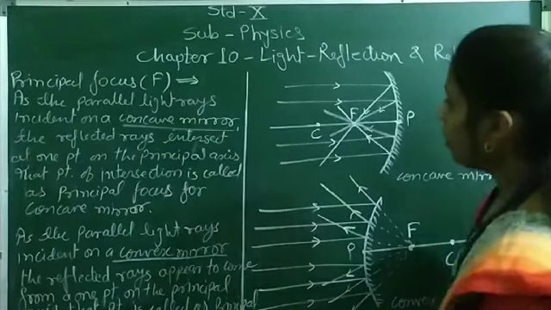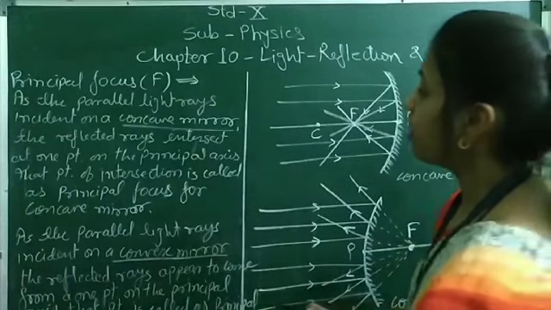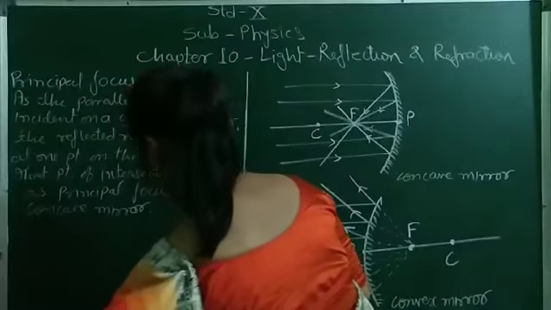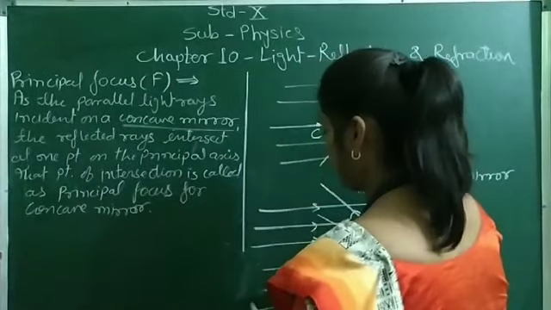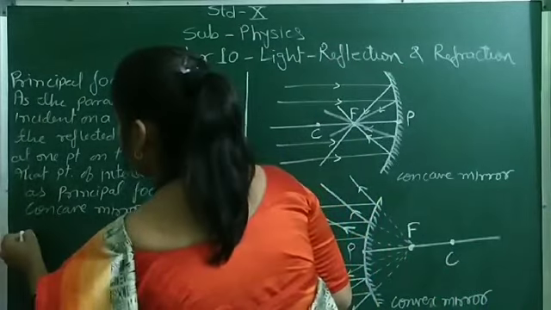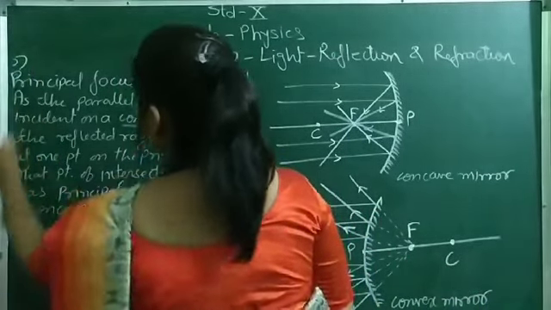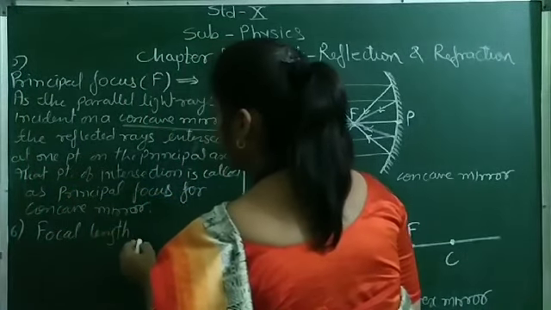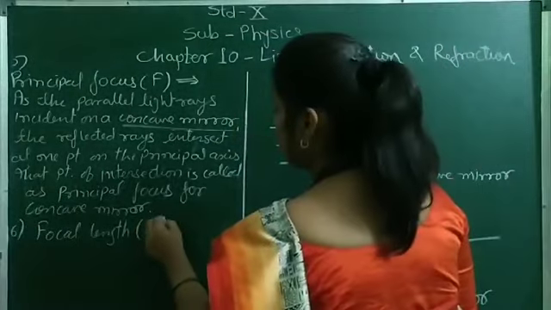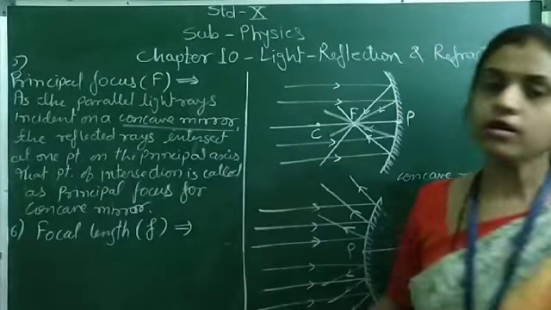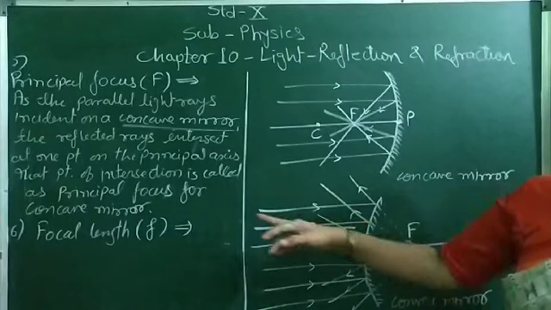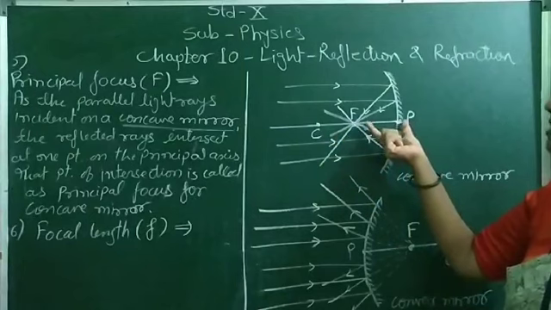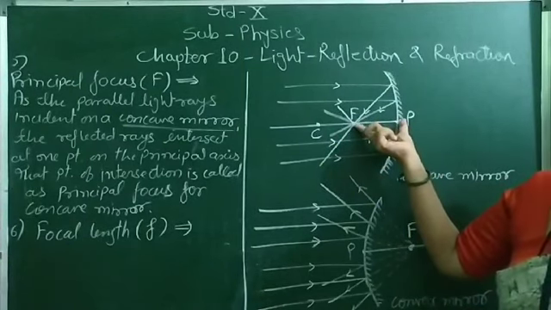Now the next definition is, what do you mean by focal length? This is the sixth definition, focal length. This is the important term related with the spherical mirror, which is denoted by small f. Focal length is nothing but the distance between the pole and the principal focus.